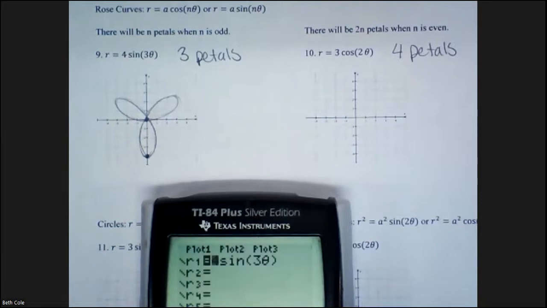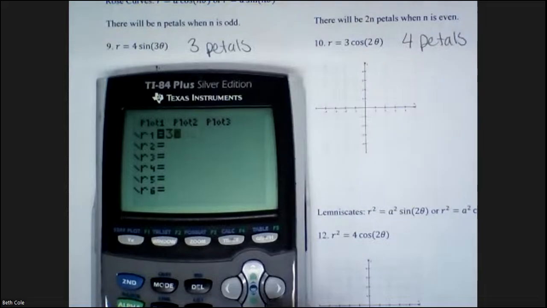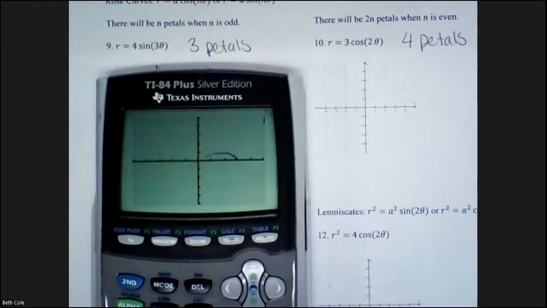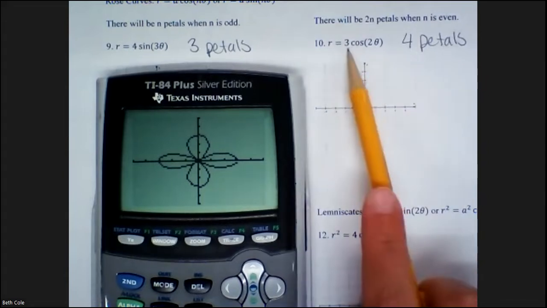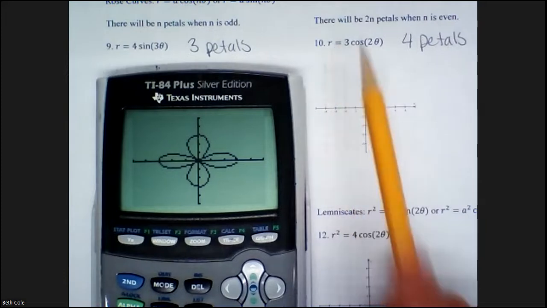Go to y equals, clear it out. We're gonna type this one instead: 3 cosine 2 theta. Now this one's gonna have 4 petals. And each of the petals is 3 units away from the pole. It's because of that 3 that's right there. It's like a vertical stretch by 3, sort of, if you want to think of it that way.